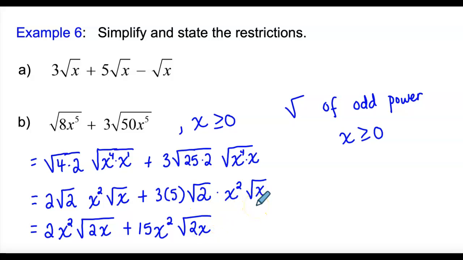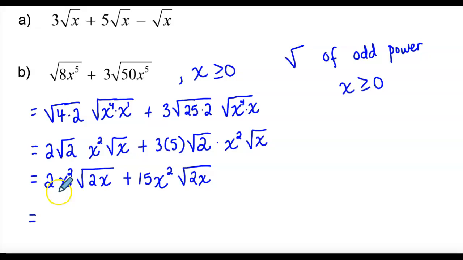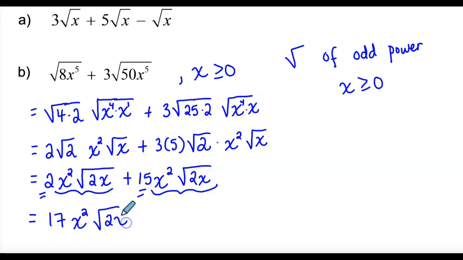We're almost done, but I hope you notice that now we have like terms, because we have 2 times x squared times the square root of 2x plus 15 times x squared times the square root of 2x. Because this is the same as this, we can add 2 and 15 together. So we end up with 17 times x squared times the square root of 2x. And that is our final answer, as we've already stated that our restriction is x has to be greater than or equal to 0.